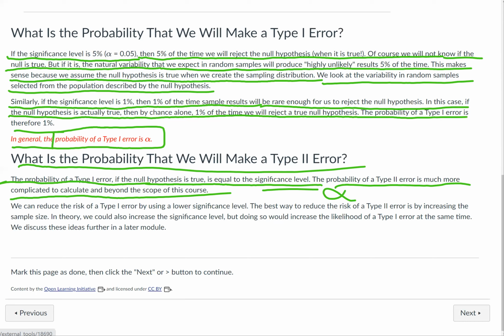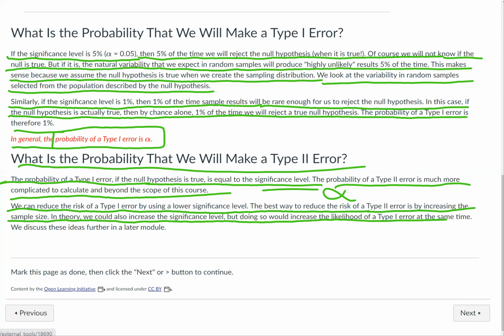We can reduce the risk of a type 1 error by using a lower significance level. The best way to reduce the risk of a type 2 error is by increasing the sample size. In theory, we could also increase the significance level, but doing so would increase the likelihood of a type 1 error at the same time. We discuss these ideas further in a later module.